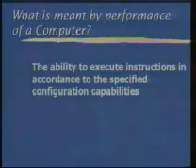To begin with, what we would like to describe is what we mean by the performance of a computer system. The performance of a computer is defined as the ability to execute instructions in accordance with the specified configuration capabilities. What you have to understand is that a computer system and its performance is recognized in completeness. It is not recognized as component-wise performance.